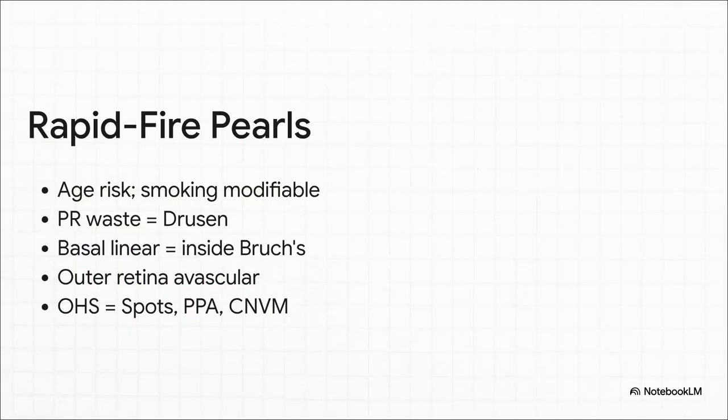Let's lock this in. Number 1, age is the strongest risk factor. Smoking is the strongest modifiable risk factor. Always counsel your patients. Number 2, drusen are literally just uncleared photoreceptor metabolic waste. Number 3. Basal linear drusen sit deeper inside Bruch's membrane. Don't fall for the laminar trap. Number 4. The normal outer retina relies entirely on diffusion because it is completely 100% avascular. And number 5. Histospots, peripapillary atrophy, and a CNVM equals the OHS triad.